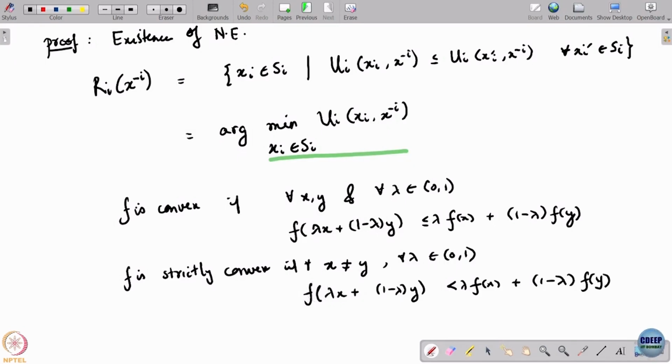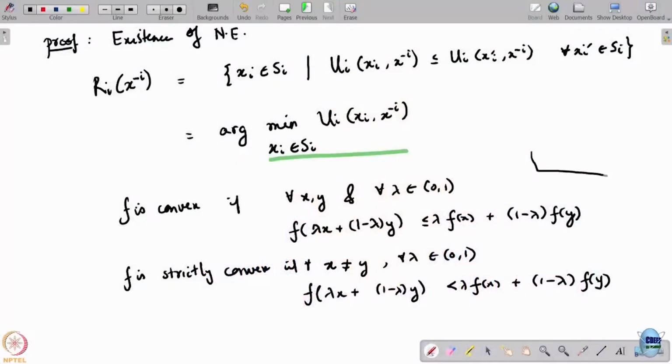So, which means that if you evaluate the function at a convex combination of 2 points, you get a value that is strictly less than the convex combination of the function values itself, right. So, a convex function can have a flat bottom like this. This kind of a function is also convex, but a strictly convex function cannot.